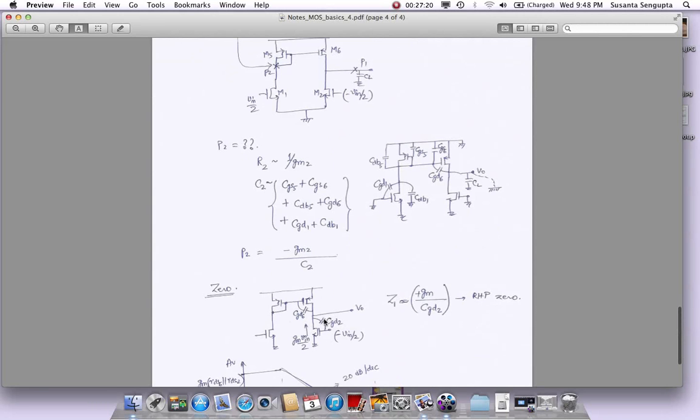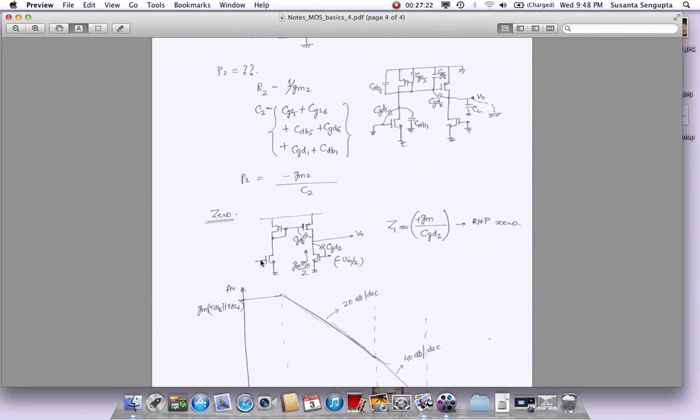Okay, the reason it has zeros is because you are hopping. Let's say when you hop from this device, there are two parallel paths the signal is going. It is going through the CGD and it's also going GM times VGS, right? So anytime you have two paths combining, you will get a zero. They two could add up to give you a zero at the output.